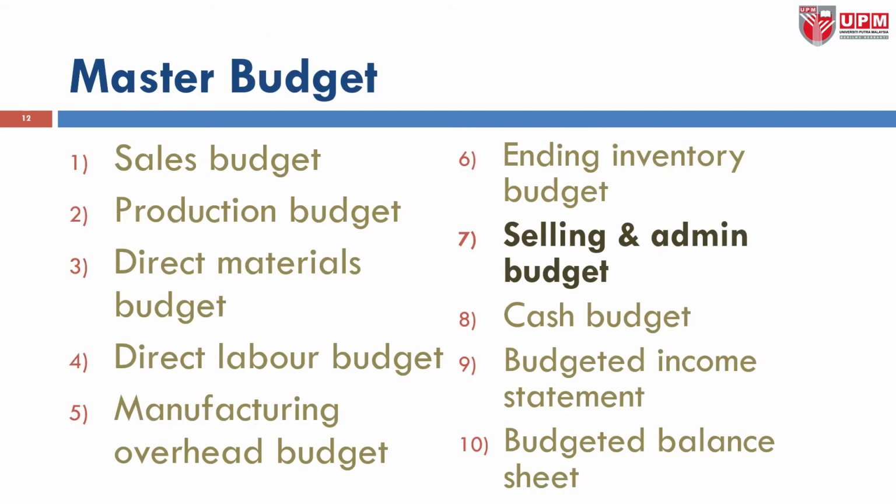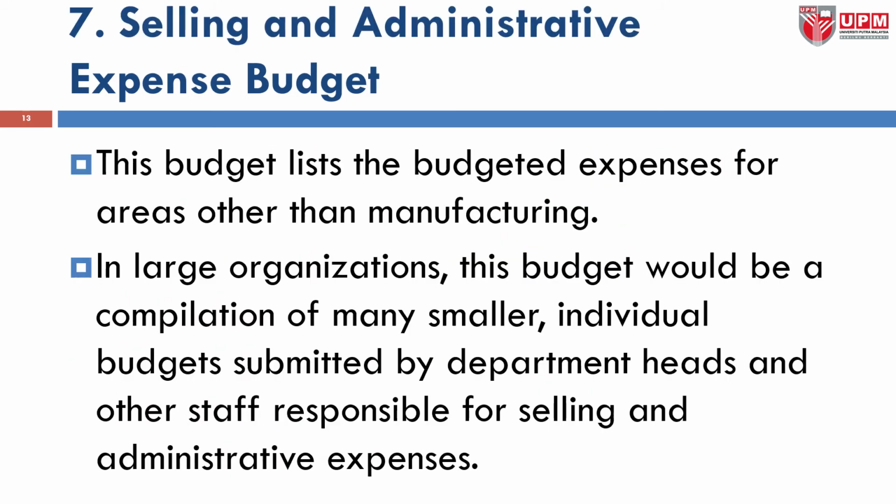The next one in this particular video is the selling and admin budget. What is the selling and administrative expenses budget? This budget lists the budgeted expenses for areas other than manufacturing. The previous budgets are on manufacturing, but this one is other than manufacturing. It talks about the selling as well as administrative.